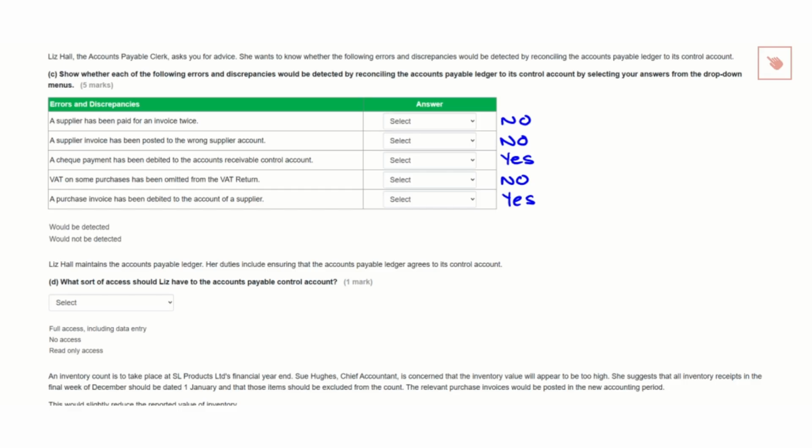If the purchase invoice is debited to the supplier account, it would incorrectly reduce the balance owed to that supplier in the individual ledger. The accounts payable control account, which summarises the total of purchase invoices, i.e. credits, would not reflect this incorrect debit. Consequently, the total of the individual supplier balances in the ledger would not match the balance of the accounts payable control account, making the error detectable during reconciliation.